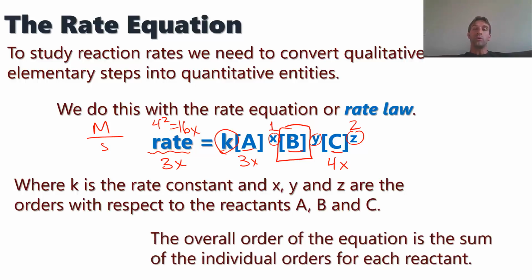The overall order of a reaction is based upon the individual orders of the reactants. So if I look at this and I see that the order of A is 1, let's say the order of B is 1, and the order of C is 2, the overall order that I'm trying to determine would be the sum of those individual orders. So here, X is 1, Y is 1, Z is 2. That's 1 plus 1 plus 2 makes 4th order overall.